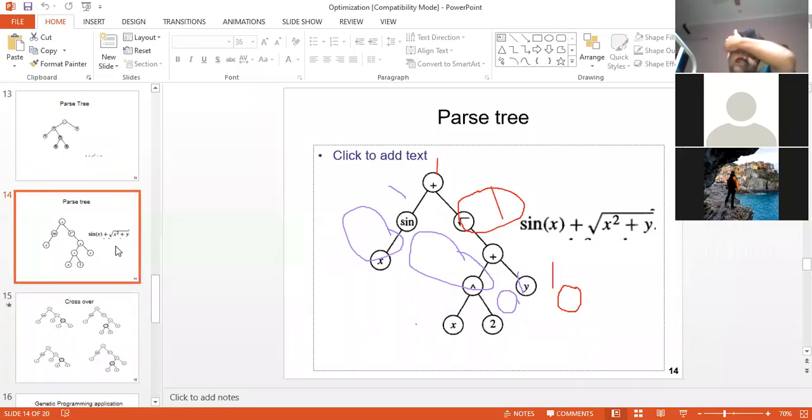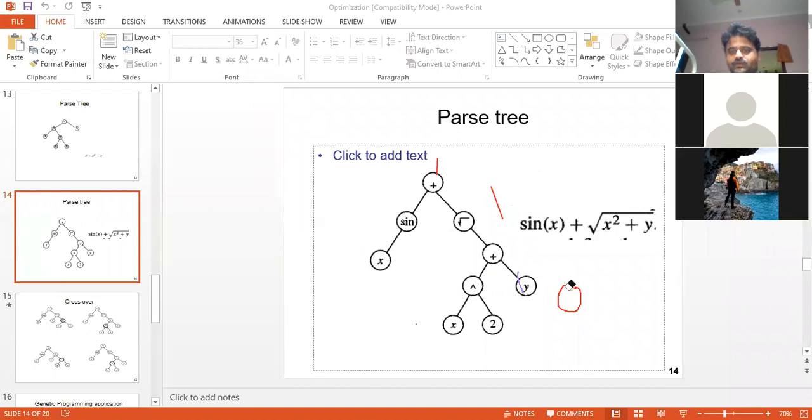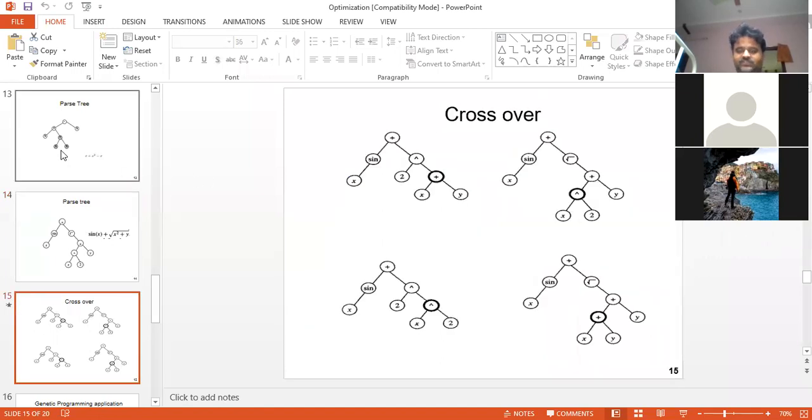If you consider sin x plus square root of x square plus y, it can be represented like a parse tree like this. And here, the very important thing is that the crossover operation can be applied over here. How can I show it?